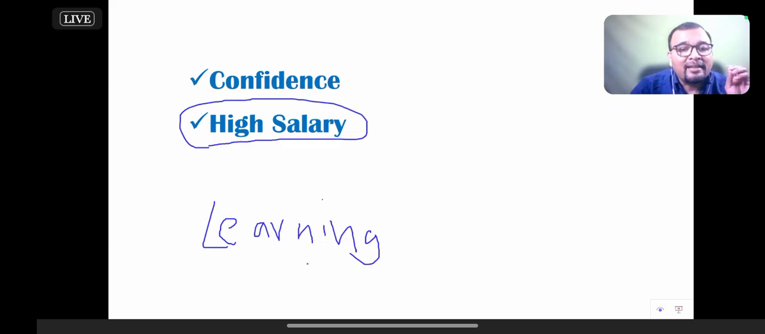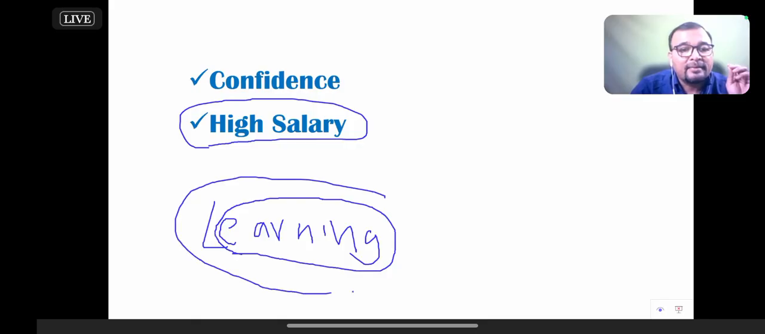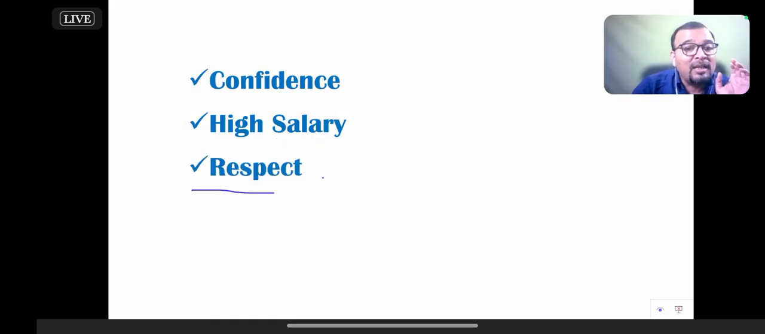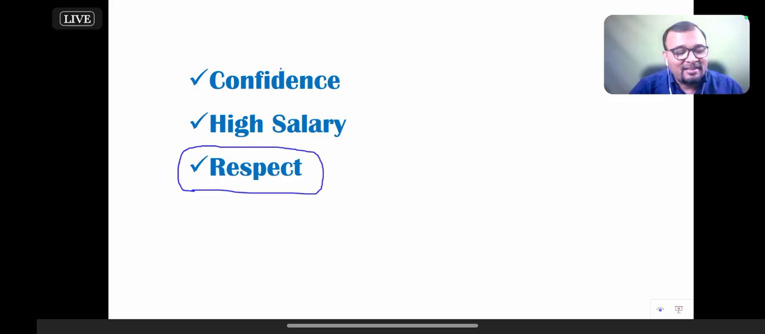Because earning starts from the learning. Can you read this word, earning and learning? Earning is possible only after learning. So you have to learn something to earn something. So higher salaries. And how many believe that yes, you will get respect because of this technical expertise? Type in R for respect in the comment box, if you really think that respect is possible because of your technical capabilities.